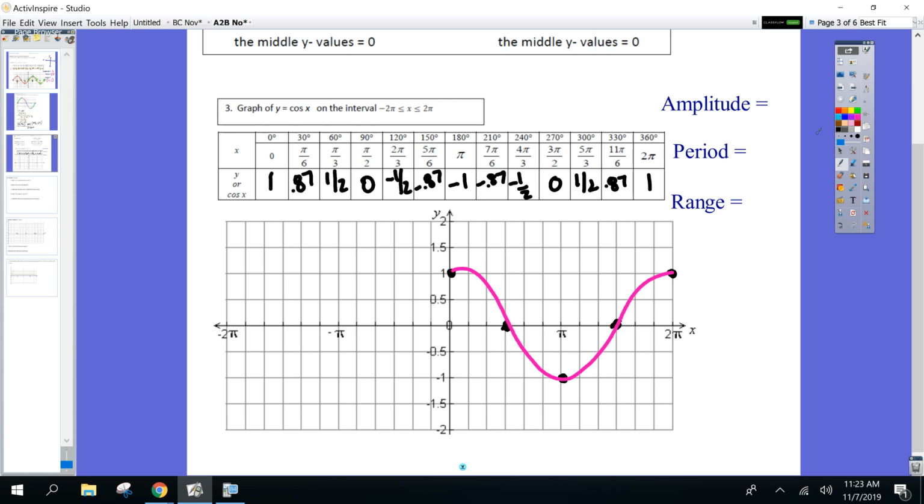Okay, amplitude, how high does it go? It goes up to 1, yep. Amplitude is 1. Period: how long does it take to make one curve here on the x-axis? All the way to what? 2 pi, yep. That's again not going to change for a couple days. And how about the range? 1 to -1. So it's got the same things as the sine curve, except it looks a little different, obviously.